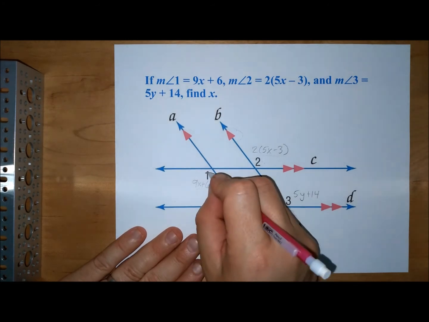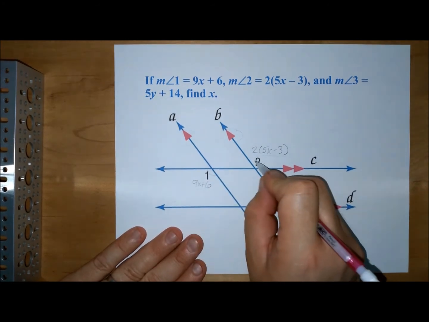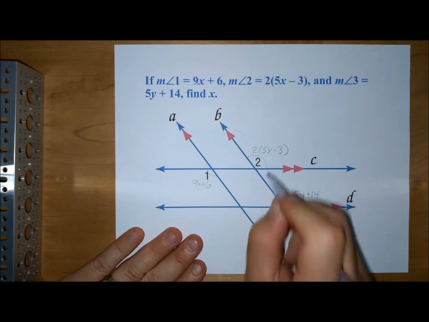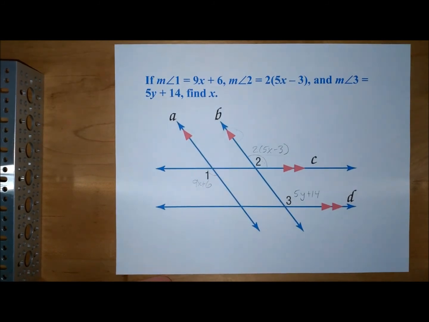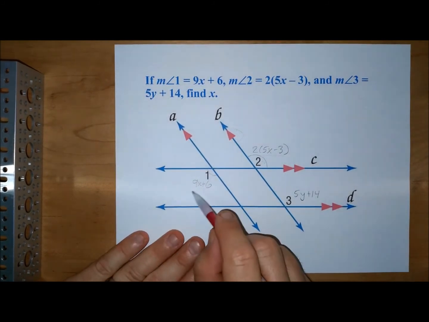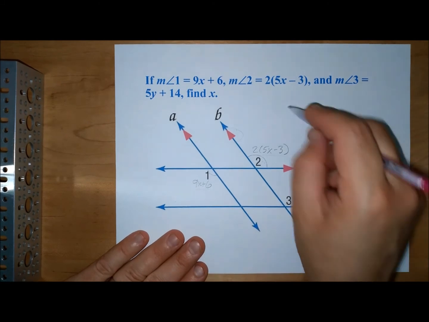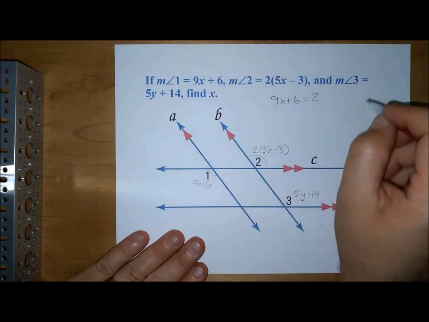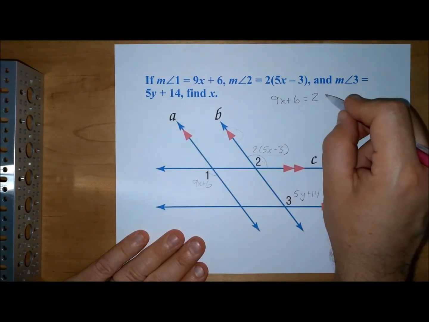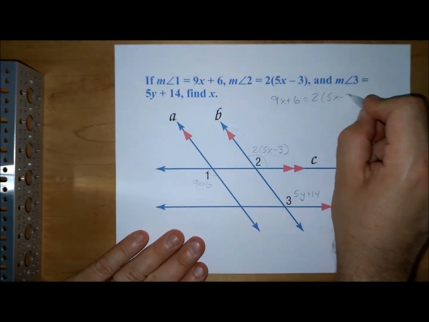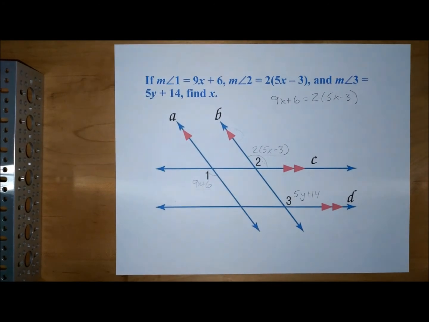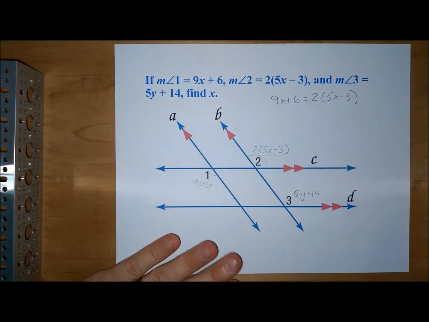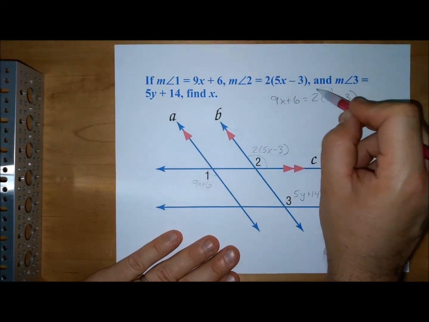What do we know about alternate exterior angles? When the lines that form them are parallel, they're going to be congruent. So that means these angles will have equal measure, and these expressions must have equal value. So 9x plus 6 must equal 2 times the quantity 5x minus 3. Good. Can we solve that for x? Let's go ahead and distribute that 2.